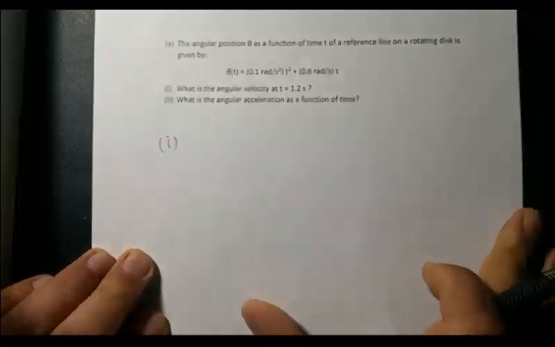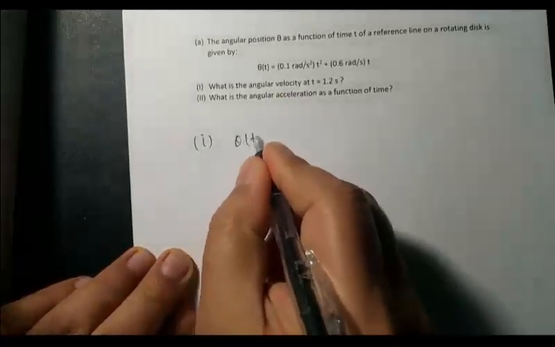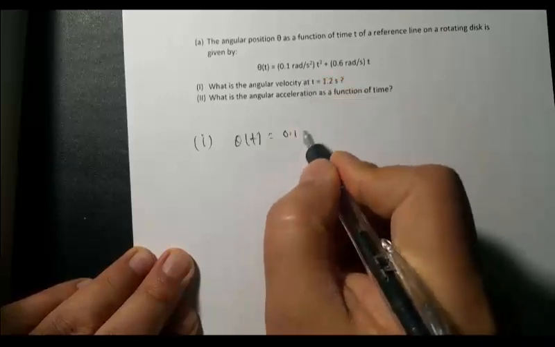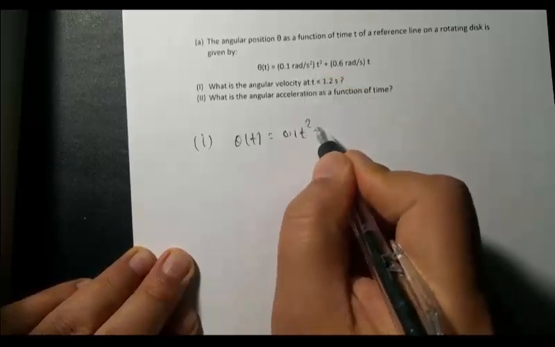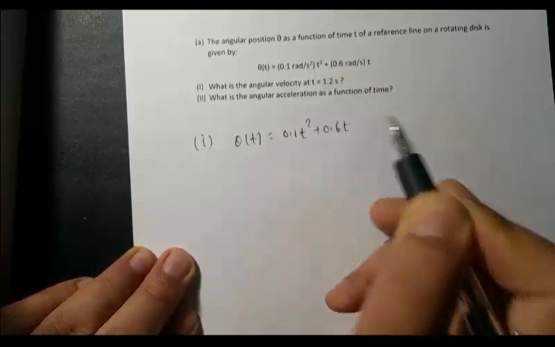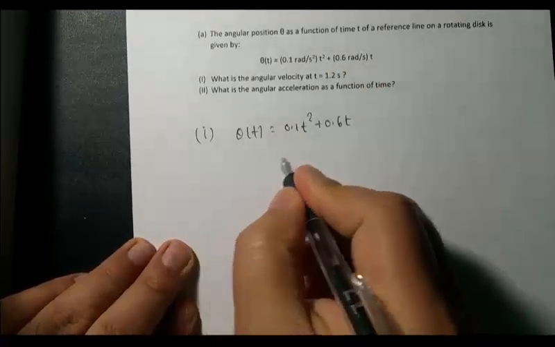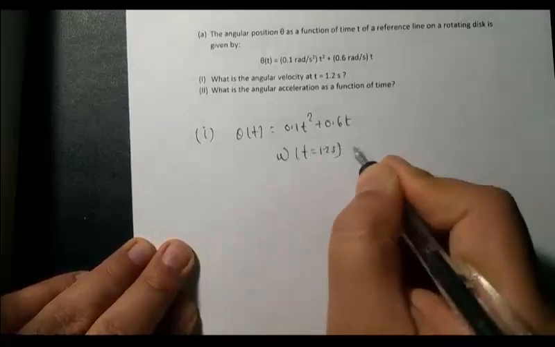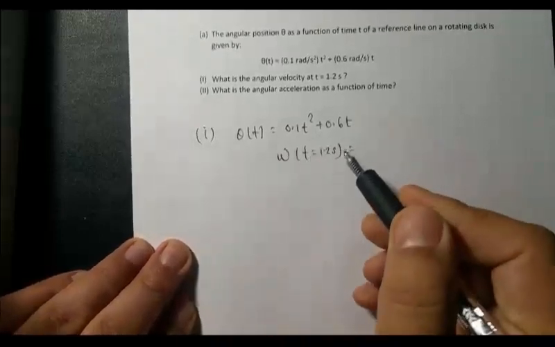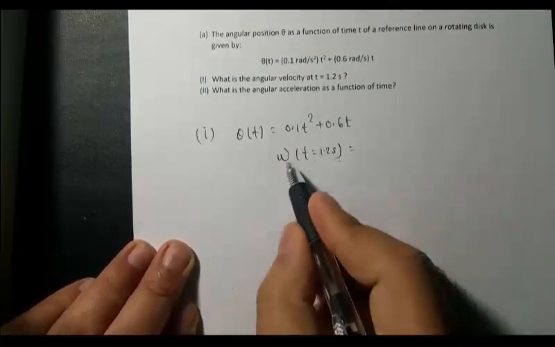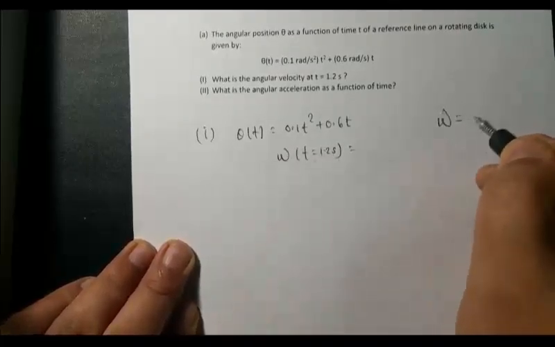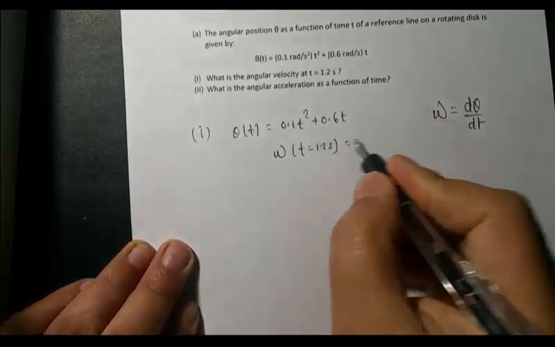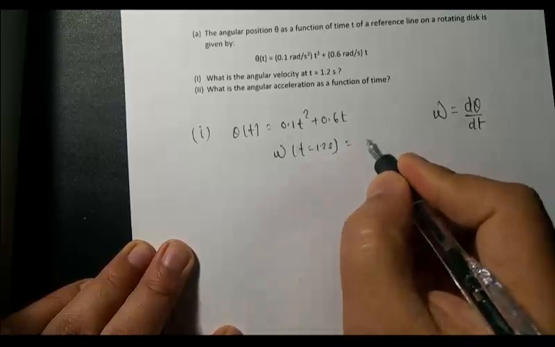So first question is, you're given the angular position as a function of time, 0.1. I'm just not going to write down all the units. So it's t squared plus 0.6 t. What's the angular velocity at t is 1.2 seconds? You just need to use calculus, just a derivative, right? So angular velocity is just d theta over dt, so this is just the derivative of this.